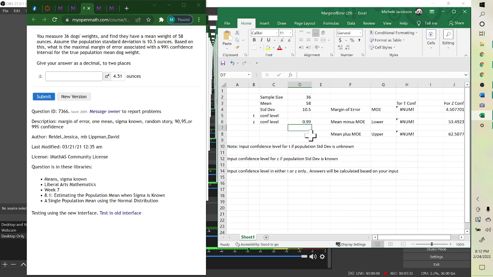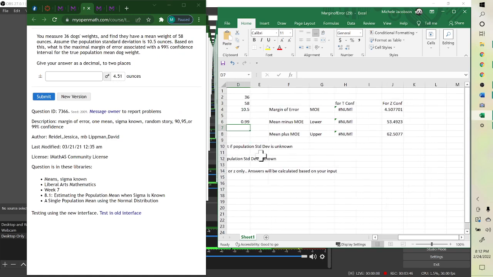Now this time I put it in a Z confidence interval because they said the standard deviation was from the population. A population standard deviation, you use Z. And for this one, they just want the plus or minus. That's the margin of error. And it's right here, 4.51. They want 2 decimal places. So it's right there.